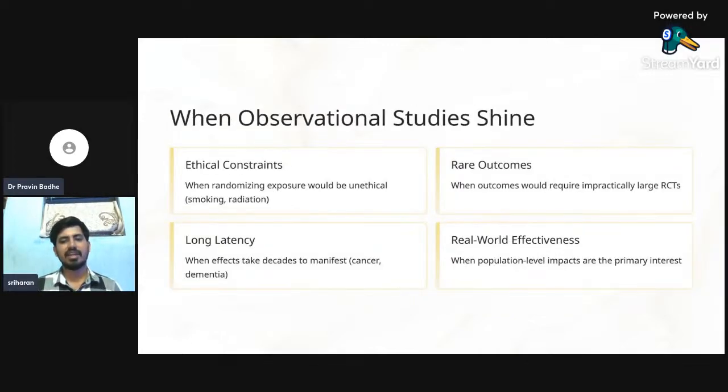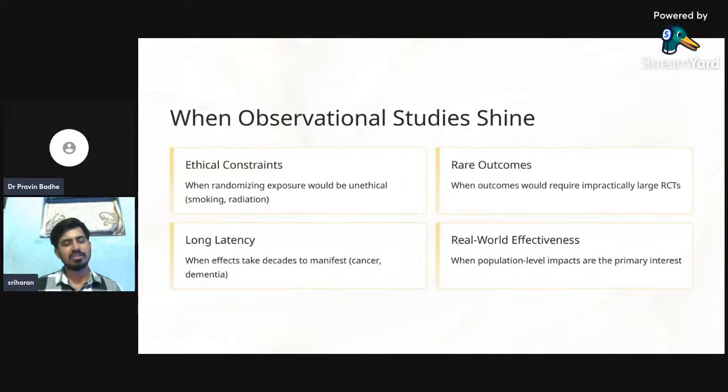When an observational study is designed, it should be ethically constrained. As I said before, for smoking and cancer we cannot do an RCT, so observational studies take place there. Also for rare outcomes: in an RCT we cannot attain the patient requirement, because of the rare outcome the number of people is low. So we go with an observational study.